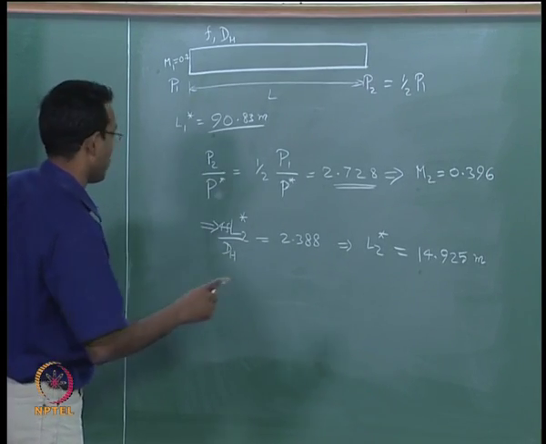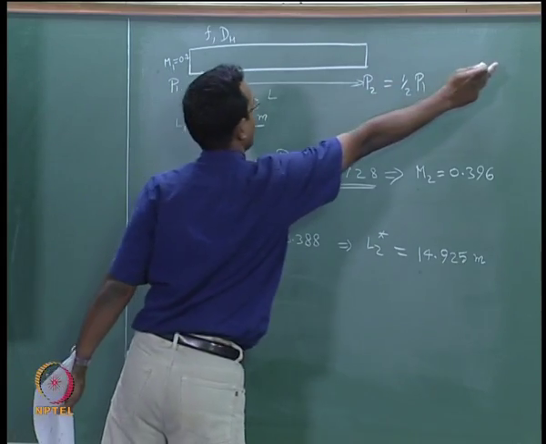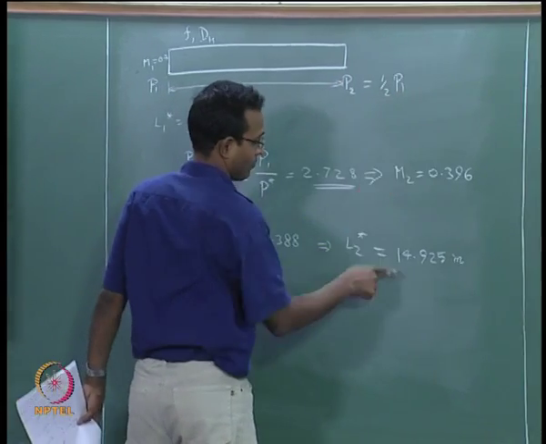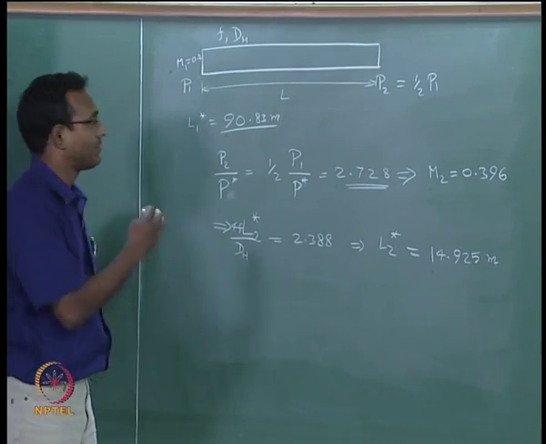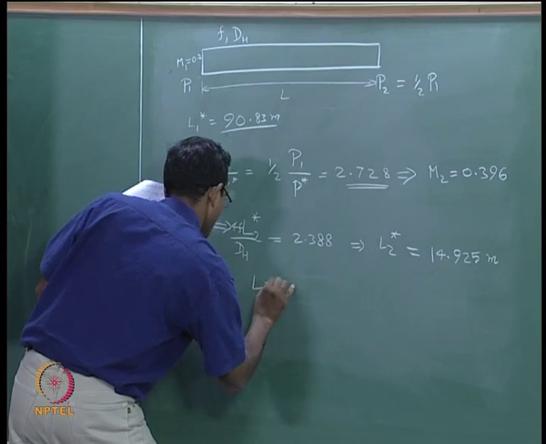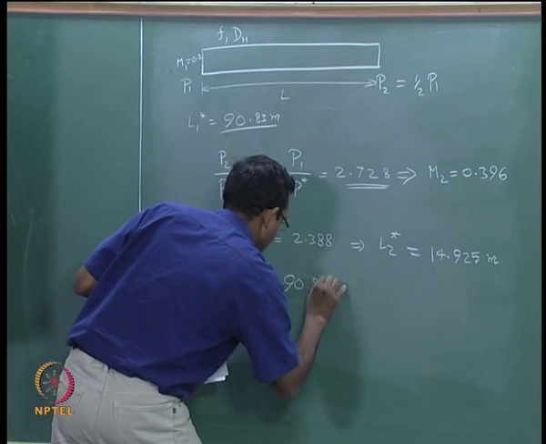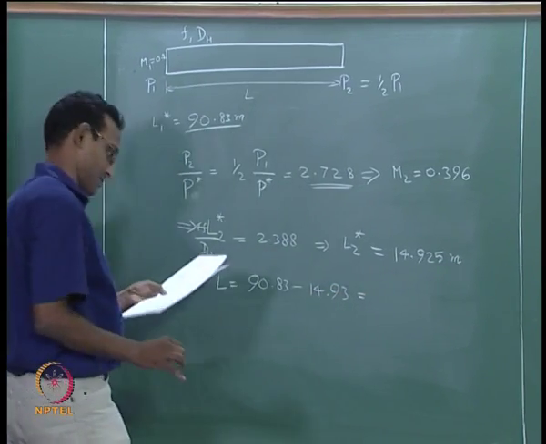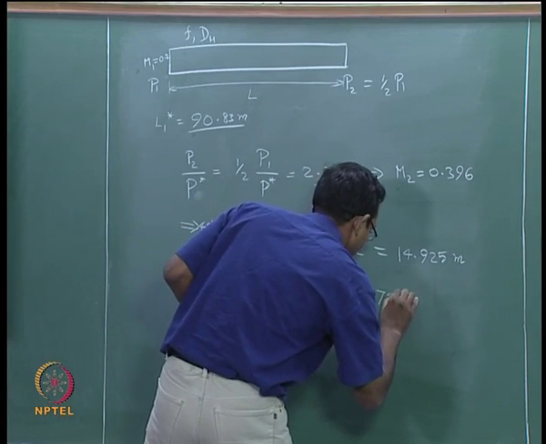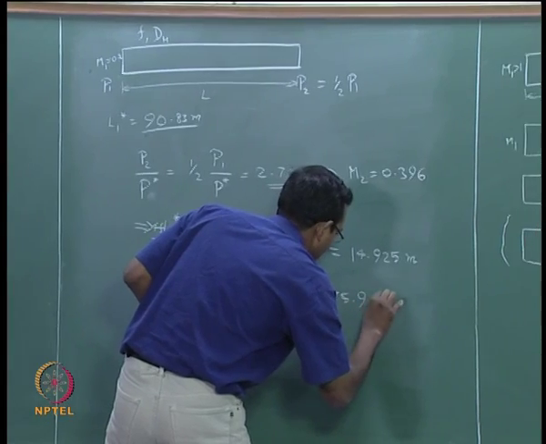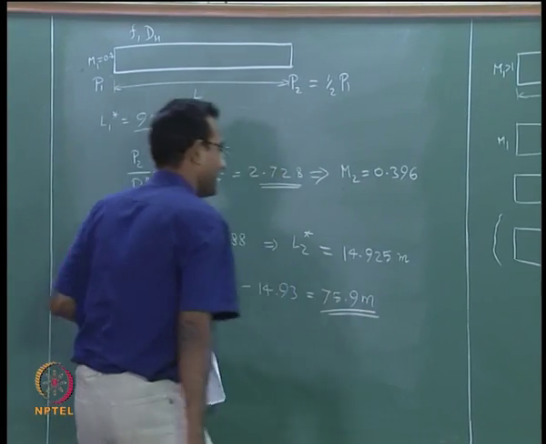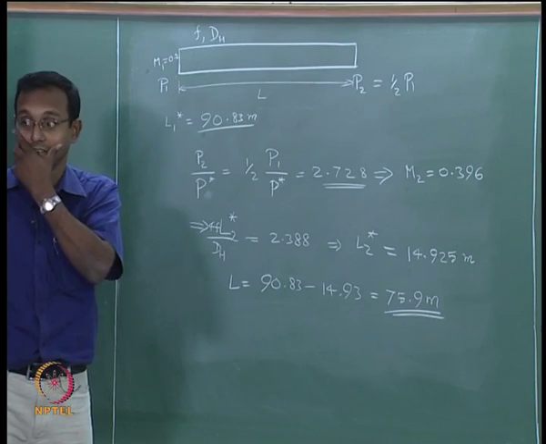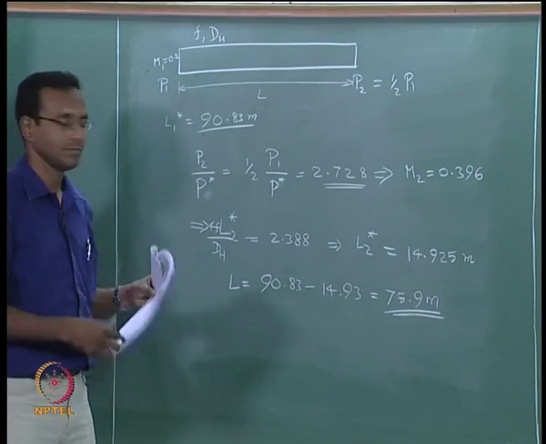Okay. So we know that from here my star value is 90 meters away, and from this point my star value is only 14.9 meters away. So the difference must be my L. Okay. L happens to be 90.83 minus 14.93, I will make it 14.93 because it gives me a nice number. Okay. 75.9 meters is the distance I need to extend this duct before it goes to half the pressure at the inlet. Okay. That is the current situation we will have.